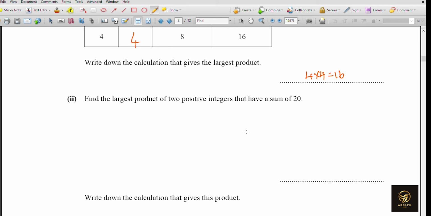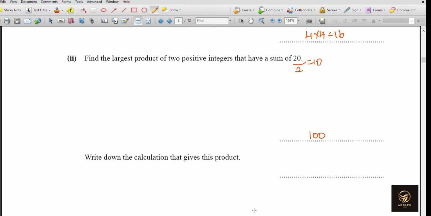Find the largest product of two positive integers that have a sum of 20. Just now I told you, you just have to divide by 2. If you divide 20 by 2, you get 10. So what will be the product? 10 into 10, which is 100. Write down the calculation that gives this product. It is 10 into 10. But if you are not trusting me, you can check the values, 1 and 19, 2 and 18. So you can take all the pairs and check it out. Since I know it, you can take this as knowledge and proceed.